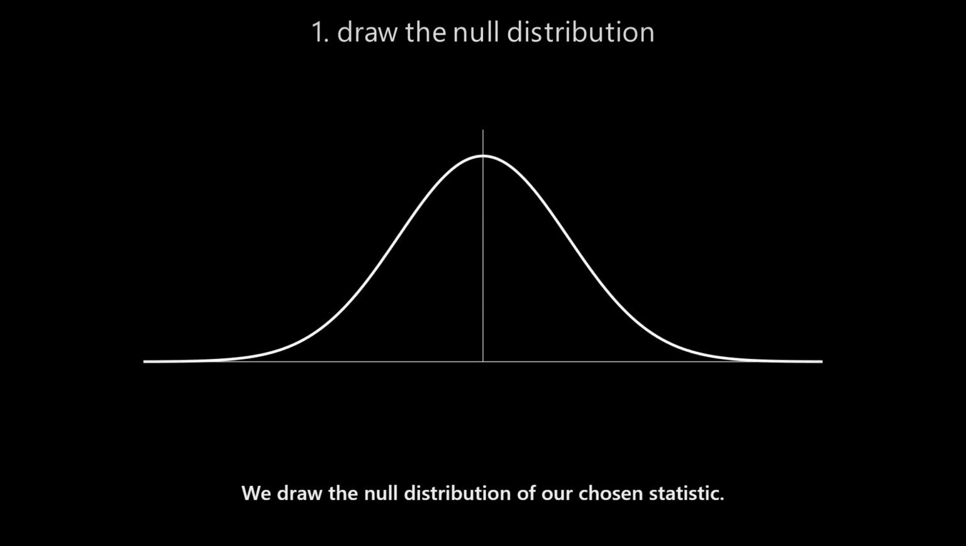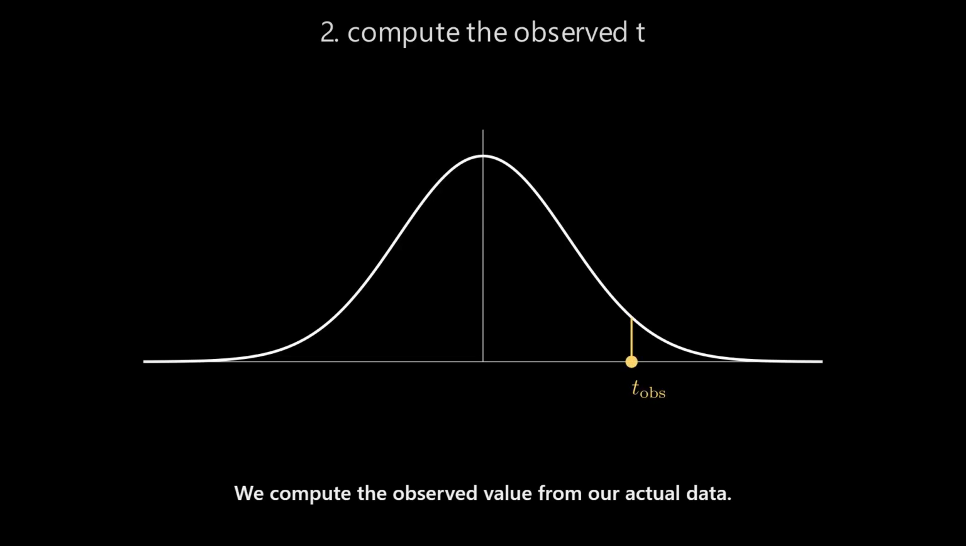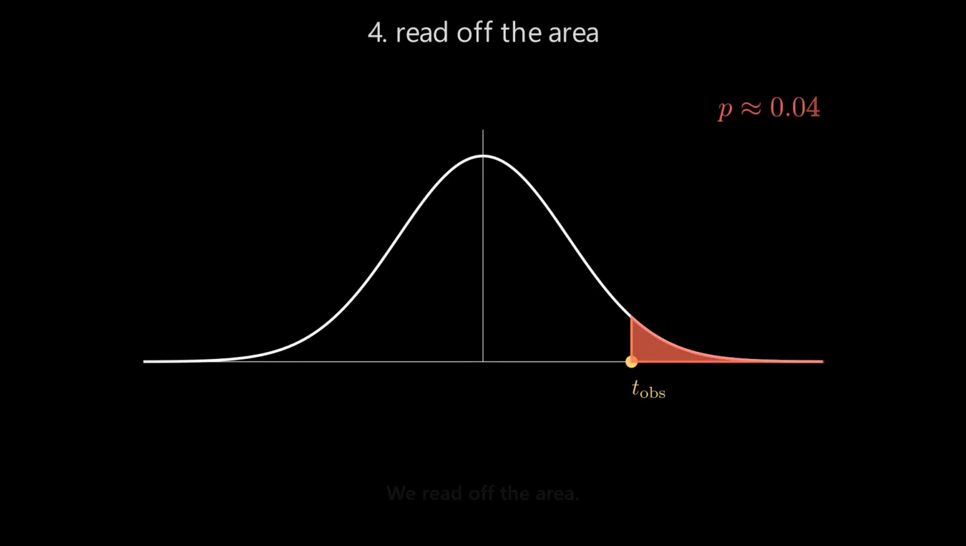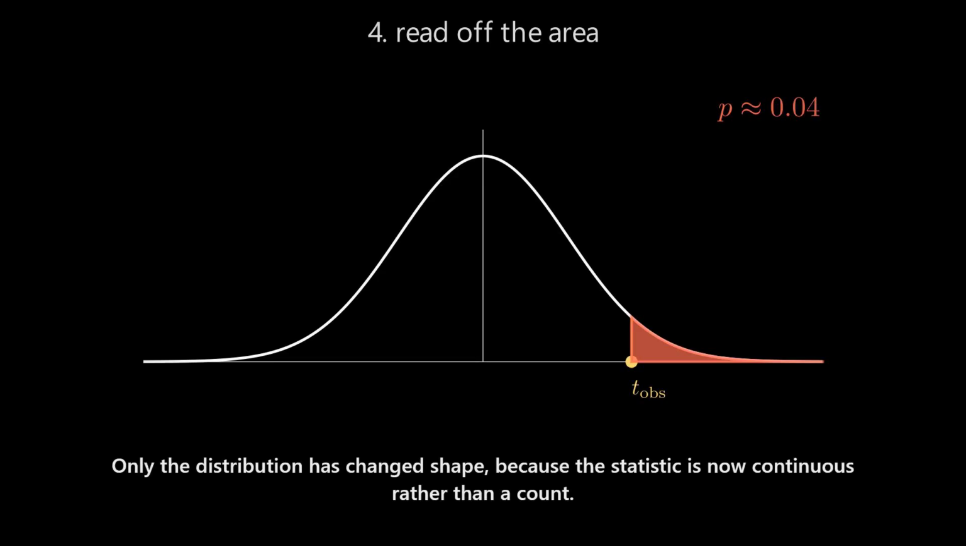The logic is identical to the coin. We draw the null distribution of our chosen statistic. We compute the observed value from our actual data. We place it on the distribution. We shade the tail. We read off the area. The picture is structurally the same. Only the distribution has changed shape, because the statistic is now continuous rather than a count.